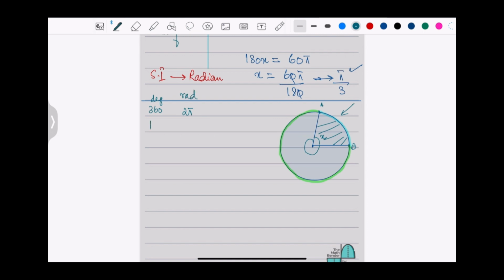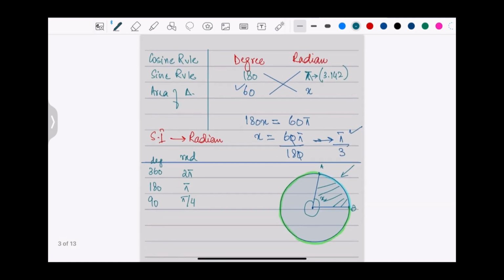The same way 180 is pi, the same way you can say 90 is pi over 2, and you can write down any rest of the ratios by using the ratio method. That's all it is, applied.